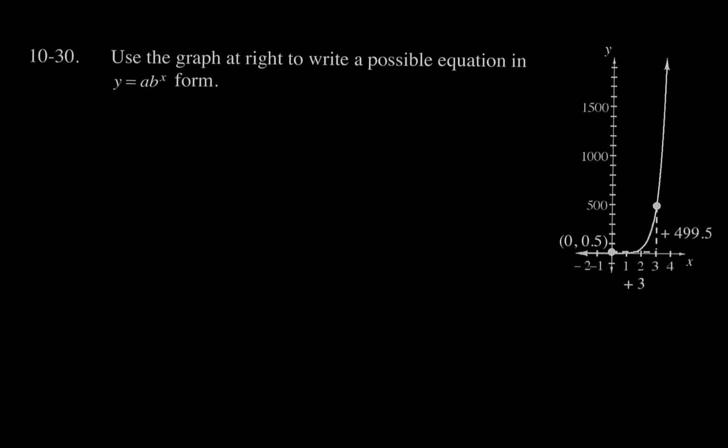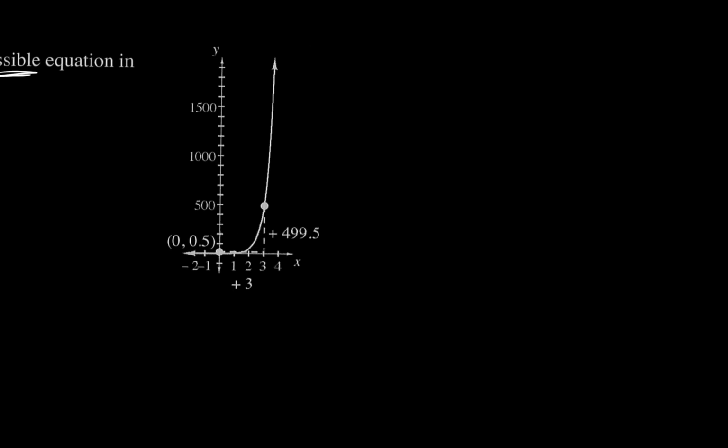Use the graph at right to write a possible equation in y equals a b plus x, or a b to the x form, a possible one. I like how they threw this word in here, and it's because the addition of a plus or minus could have quite a bit of a variation. But if we're assuming that the x-axis is our asymptote, we're not going to have a problem doing this.